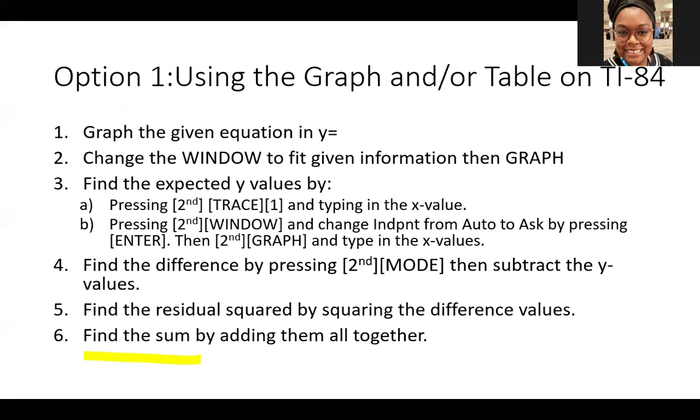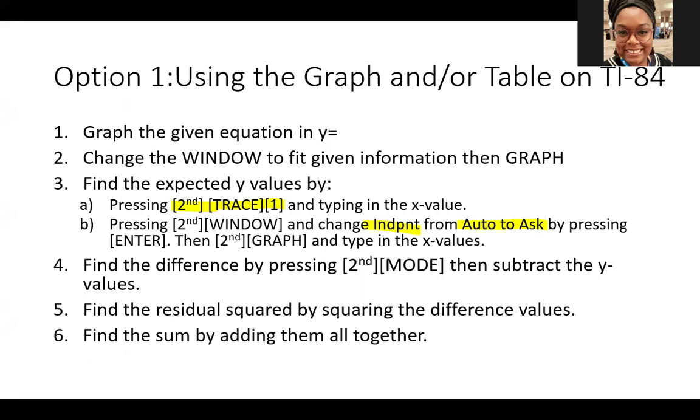The steps below tell us that we're going to graph the equation in y equals. We're going to change our window to fit the given information, then graph. We're going to find the expected y values, and we have 2 options. We've already learned how to find the value on a table, on a graph, by pressing second, trace, and 1. Today, we're going to learn another way of finding multiple values using the TI-84. That process is by going to second window and changing it to auto to ask for our independent. So we're going to learn a second method.